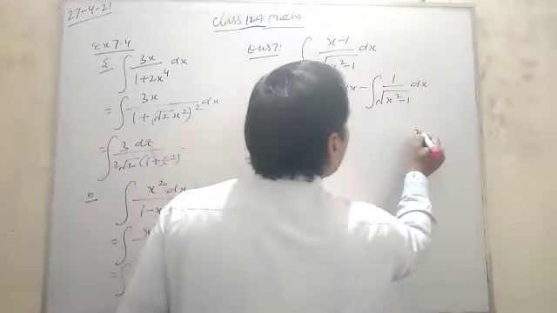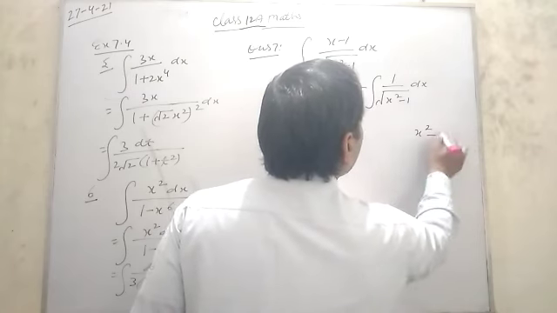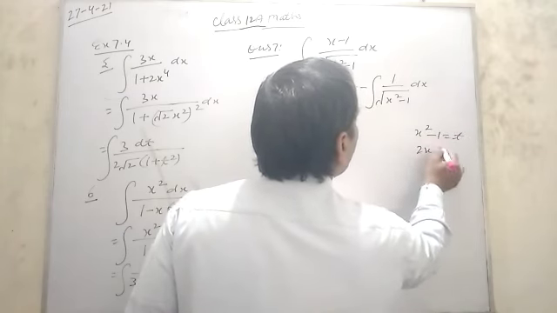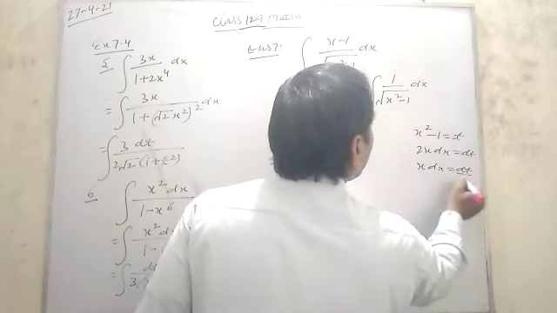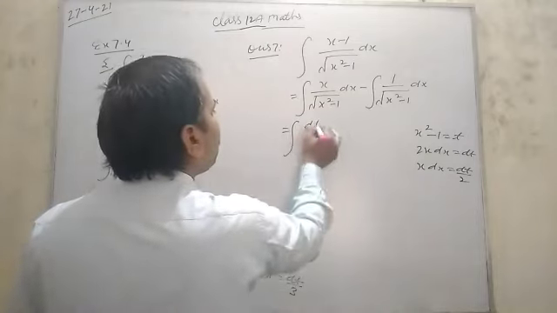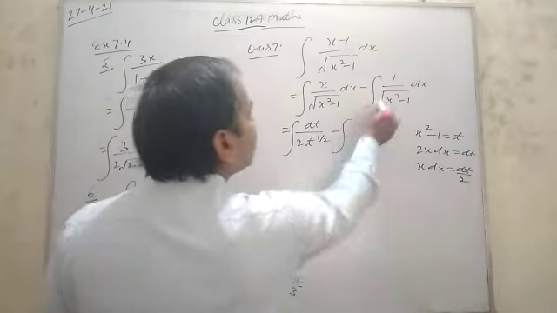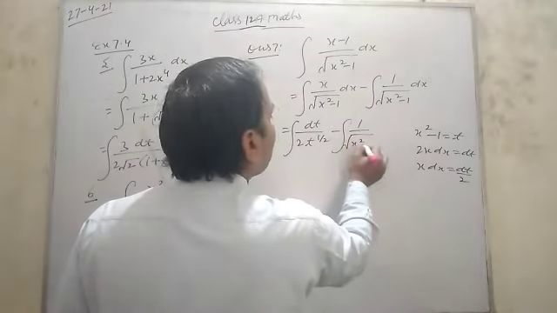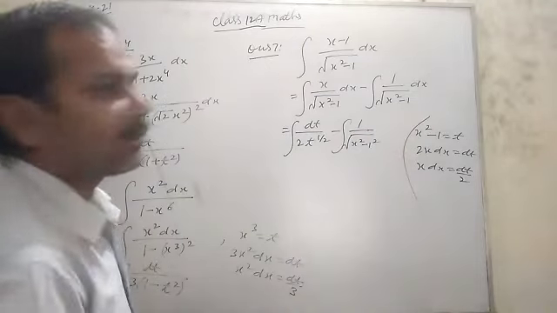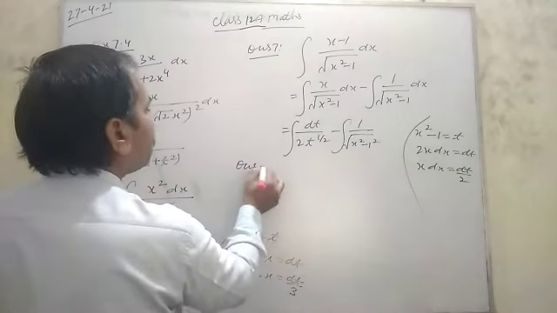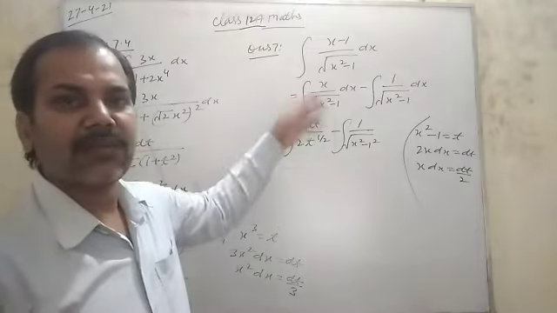And here first one, x square minus 1 suppose t. So 2x dx is equal to dt. So x dx is equal to dt by 2. Put here. So dt by 2 and this t, so t power 1 by 2. And this formula direct 1 upon under root x square minus a square. Clear? So apply. This 1 upon 2 will be out and t power minus 1 by 2, formula x power n.